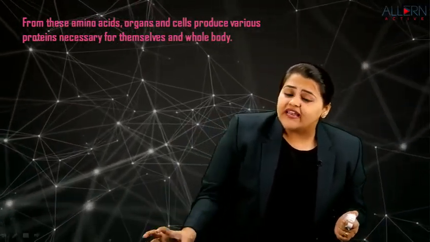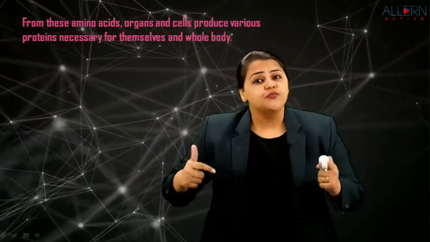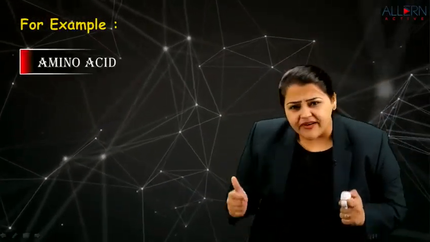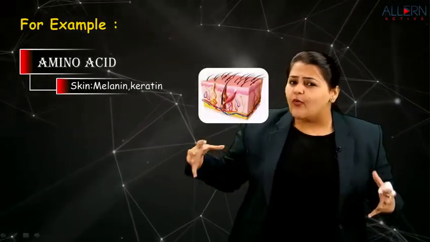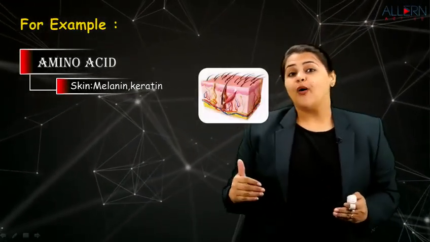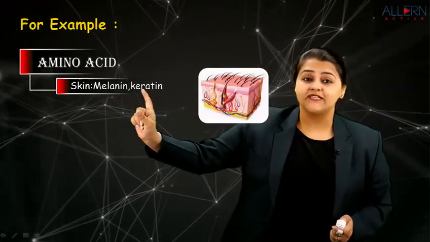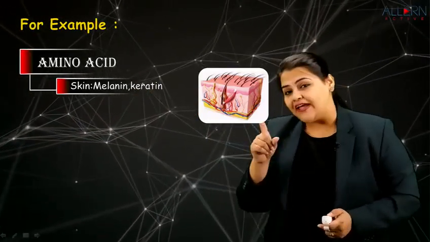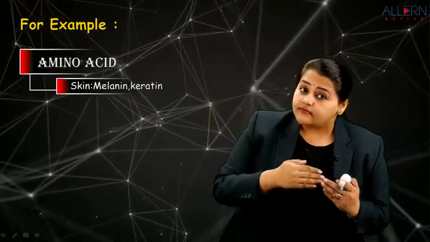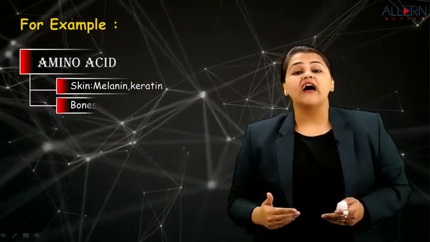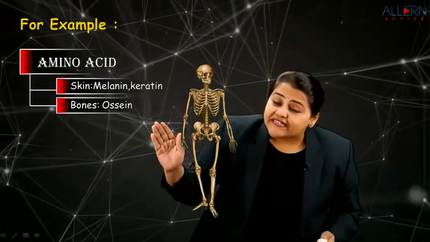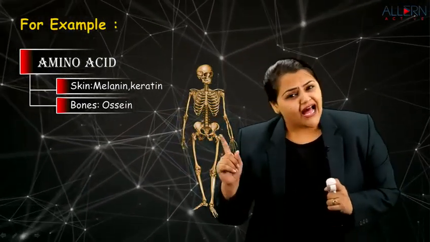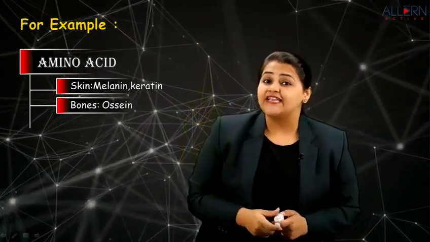Now, when you talk about these amino acids, we have organs and cells which will utilize all of the amino acids to produce more proteins in the body. For example, one such amino acid will come together and form a protein in the skin called melanin, and in the form of hair which is present on the skin. Then we have other amino acids which will come together and form ossein in the bones, and these proteins in the bones are highly essential.